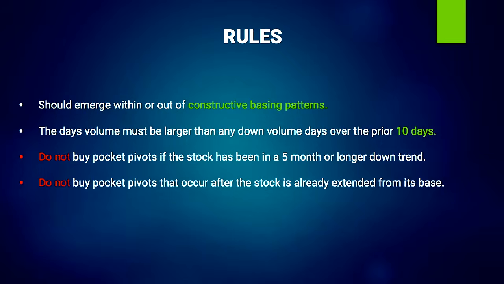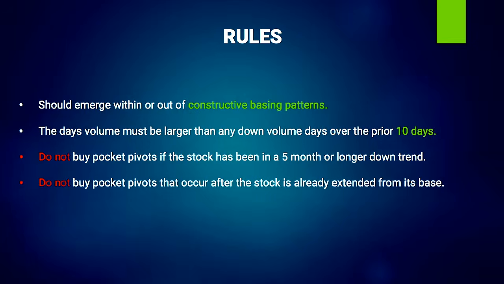So do not buy pocket pivots if the stock has been in a 5-month or longer downtrend. You don't want to buy anything when it's in a downtrend. The trend is your friend, remember that? And institutions are not going to be buying. And if they are in fact buying a stock in a downtrend and it is going to turn around, you wait for that validation that it's turning around.